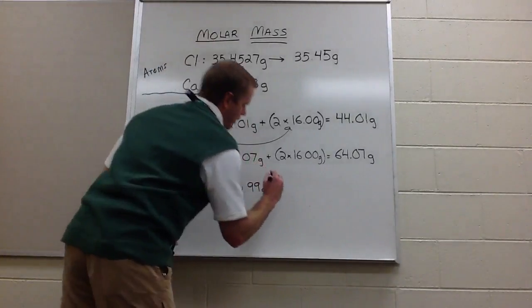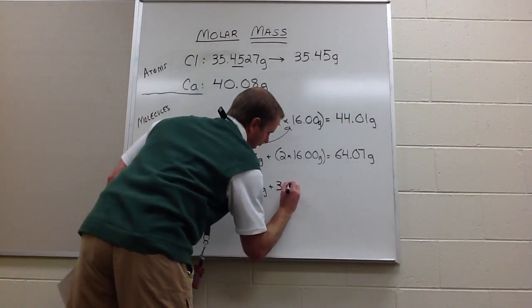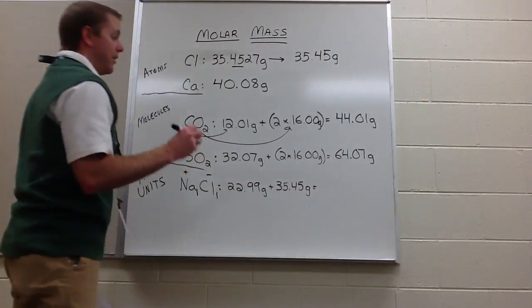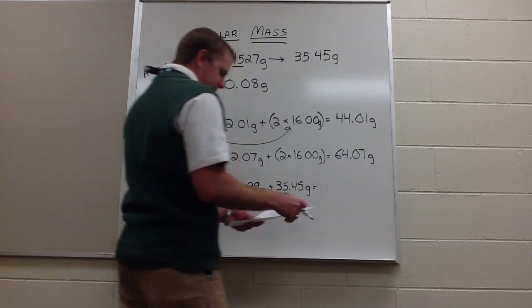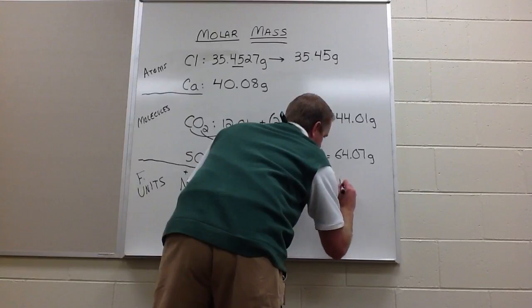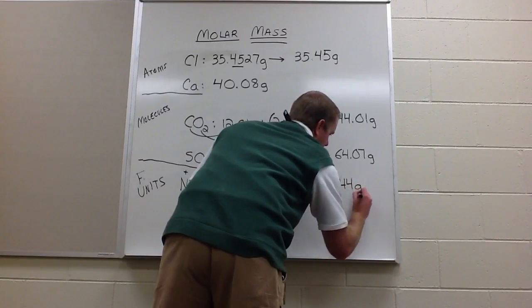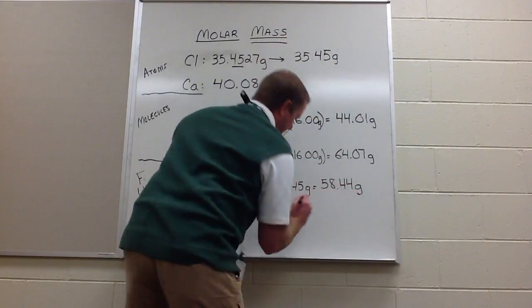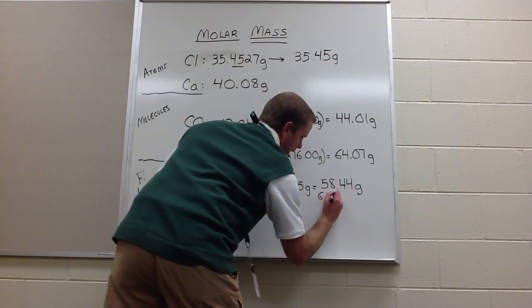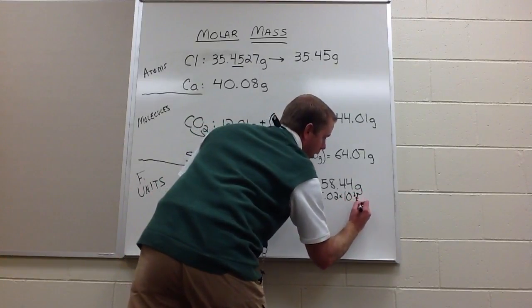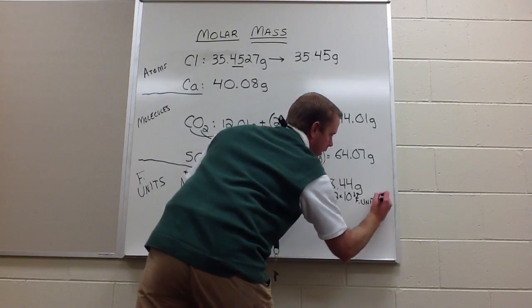We set it up here, 35.45 grams. You add these two things together, you round to the hundredths place. I think it's 58.44. Yeah. 58.44 grams. And that's the mole. This is the mass that would be in 6.02 times 10 to the 23rd formula units of NaCl.